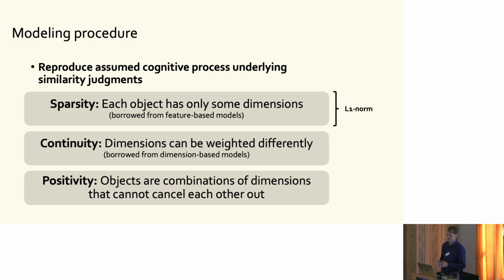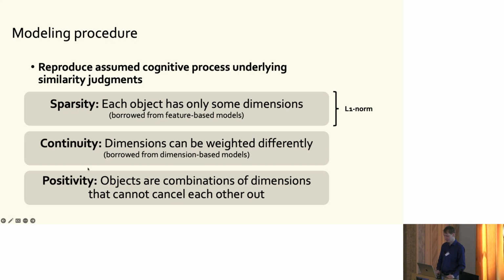The other two criteria that we have is that the dimensions are continuous, so the dimensions can be weighted differently, and that is also something that is borrowed from cognitive science, where we know that different types of animals, let's say a lion, for example, is much more of a typical example of an animal as compared to, let's say, a fruit fly, right? So you might think of a lion not just being an animal, but actually being a more typical example of an animal.